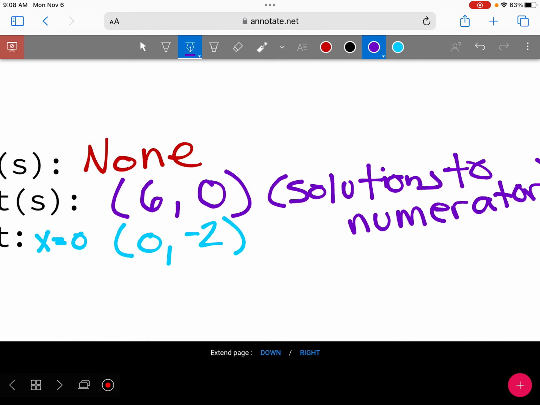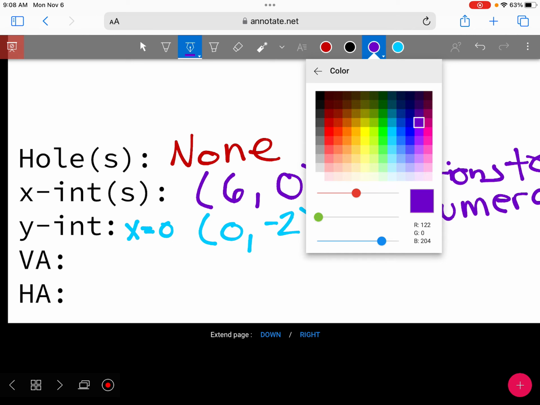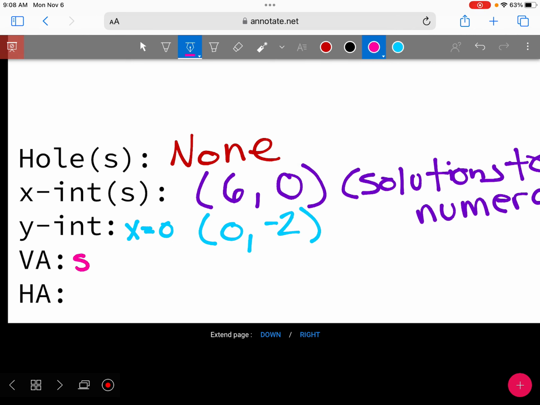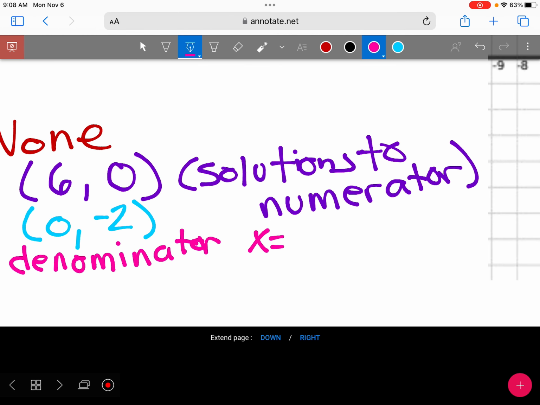Our vertical asymptotes, those are our solutions to the denominator. We set them as x equals, what is our solution to the denominator? 3.